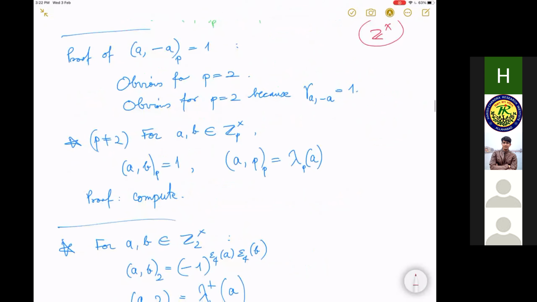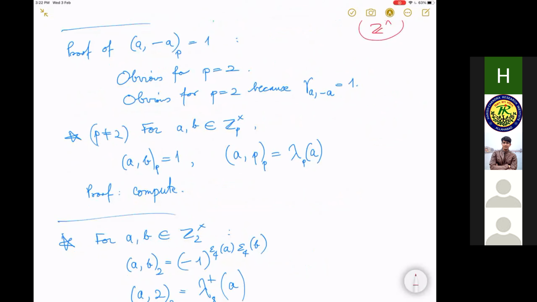So then we come to (A, minus A)_P equals 1. So again, this is not very difficult to check, because, for example, for P different from 2, gamma of (A, minus A) is actually equal to 1. So obviously gamma P of 1 is of course 1, right?